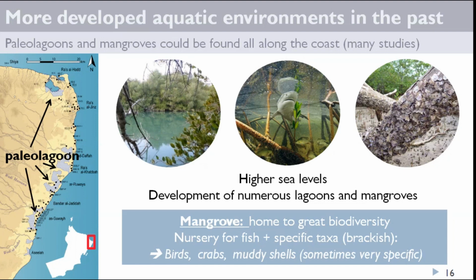It could be brackish, and most of the species are taxa which can support brackish water. And so you can find a lot of fish, but also some birds, some crabs, some muddy shells, sometimes very specific. As you can see in the third picture, this is an oyster, a specific oyster from the mangrove. In Oman, it's Saccostrea cucullata, and you can also find it on some rocky parts. But in the mangrove, you can find this species stuck to the wood of the mangrove.